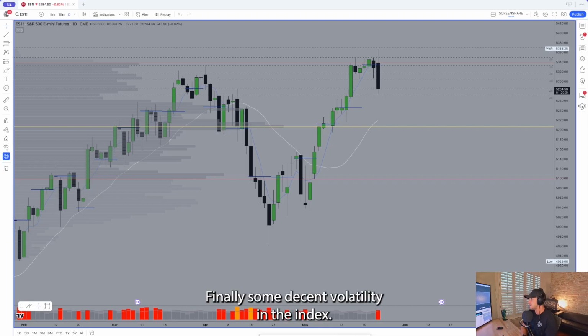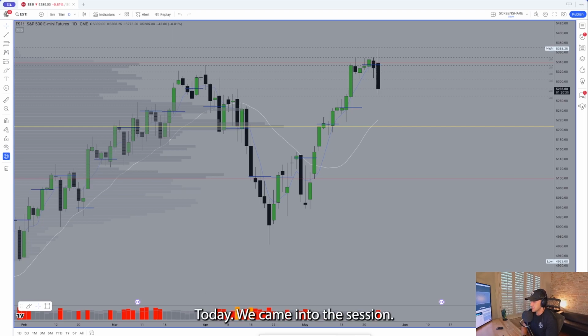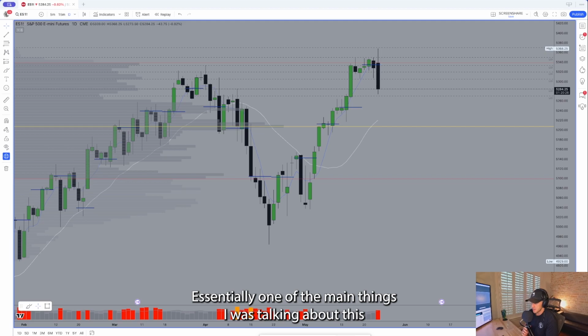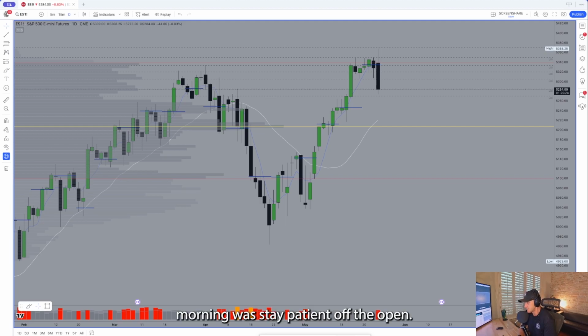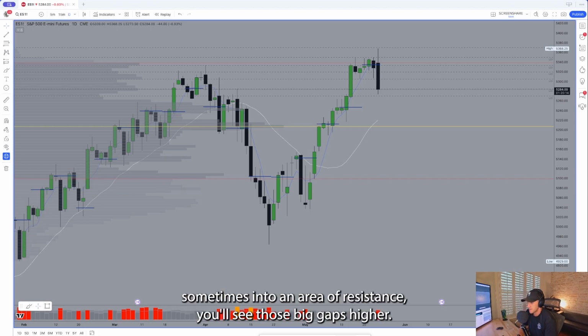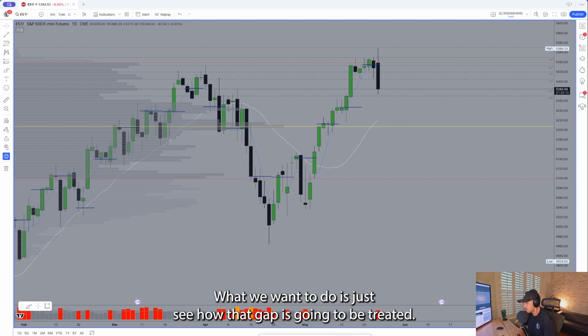All right, finally some decent volatility in the index today. We came into the session, essentially, one of the main things I was talking about this morning was stay patient off the open, right? Anytime we have that big gap higher, kind of into an area of no man's land, sometimes into an area of resistance, you'll see those big gaps higher. What we want to do is just see how that gap is going to be treated.